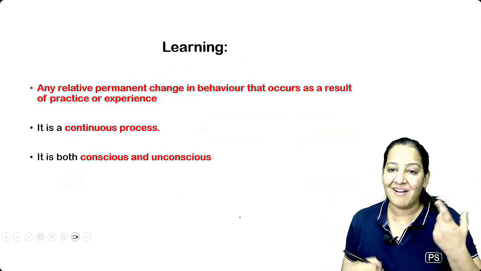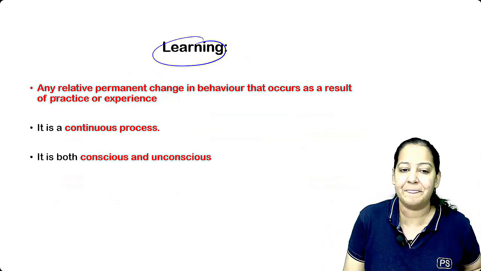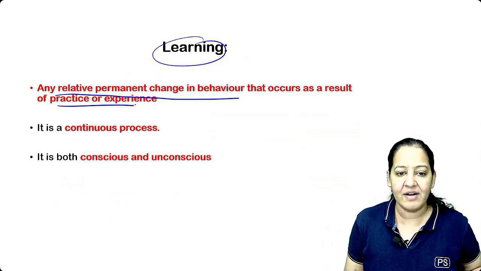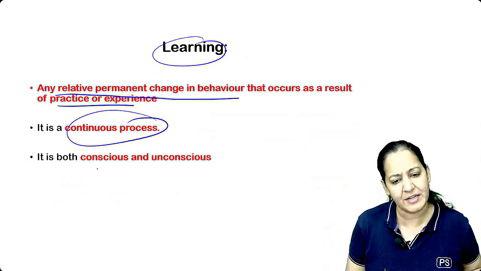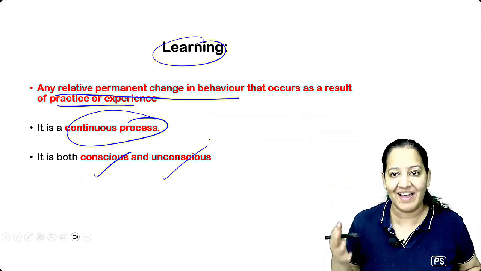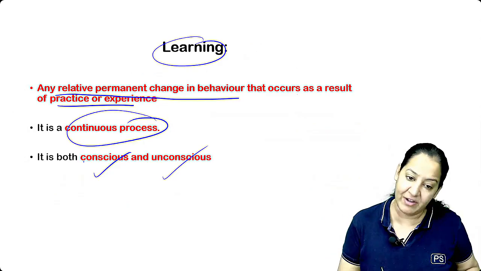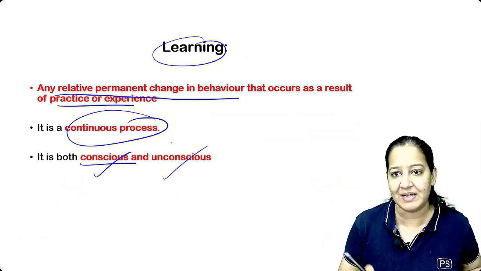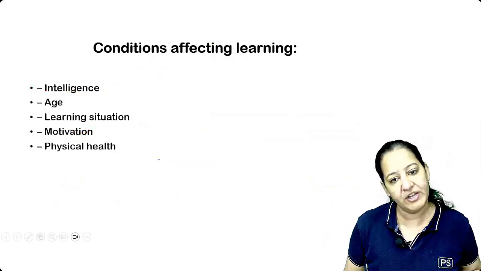Okay. What is learning? Learning is any relatively permanent change in the behavior that occurs as a result of practice or experience. It's a continuous process. Whether conscious or unconscious, we are always learning something. Sometimes we consciously learn, like consciously you are listening to my lecture right now. It's a conscious learning. Sometimes unconsciously also, we do learning.